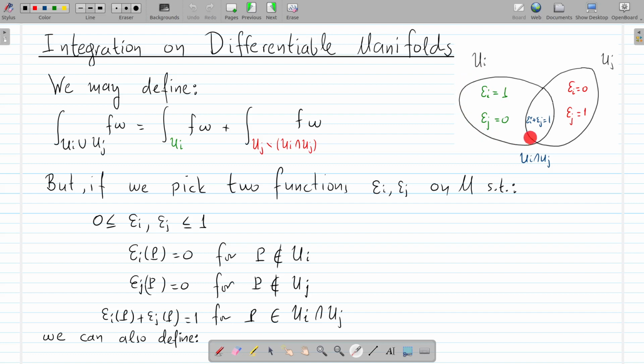This is ui here. So at the complement of the intersection with respect to ui, epsilon i is 1 and epsilon j is 0, because the support of epsilon j is in the set uj. And you see that epsilon i plus epsilon j is trivially equal to 1. Similarly, in the complement of the intersection with respect to uj, epsilon i is 0 and epsilon j is 1. Again, the two functions sum up to 1. At the intersection here, ui intersects uj, the two functions take non-trivial values, but they have to add up to 1 for each point in the intersection.